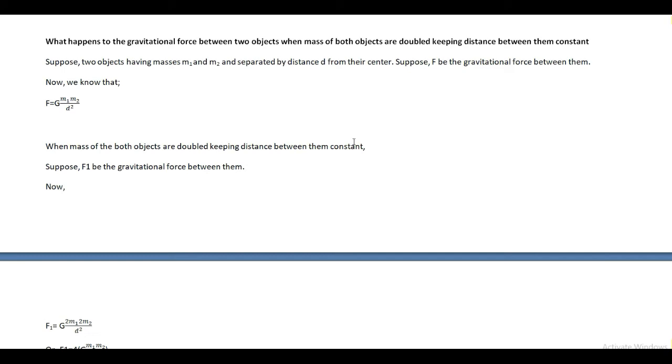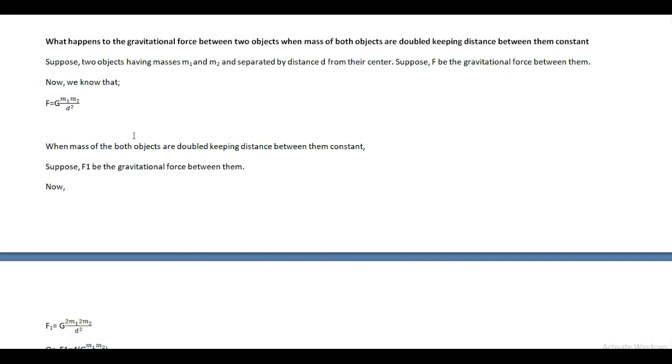But here now mass is being changed and distance is kept constant. So what happens to the gravitational force between two objects when the mass of both objects is doubled, keeping the distance between them constant? Suppose two objects having masses m1 and m2 are separated by distance d from their centers, and suppose F is the gravitational force between them. We know that the formula of the gravitational force is F equals G m1 m2 by d square.